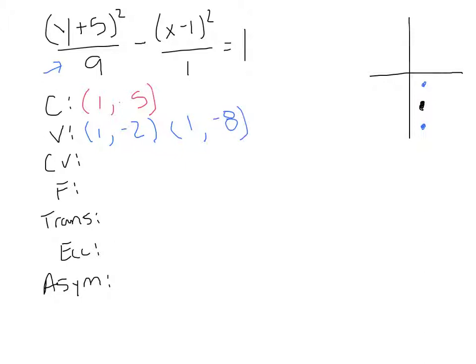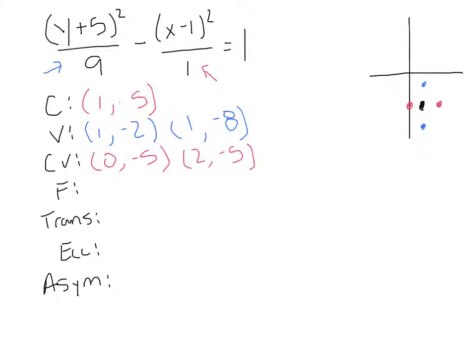Now for my co-vertices, those come from the number here, in this case with the x, so the negative fraction. So this is 1, and the square root of 1 is 1. So I'm going to move over 1 and over 1, and I have my co-vertices. So in this case, if I move left 1, I'm at 0, negative 5. And if I move right 1, I'm at 2, negative 5.